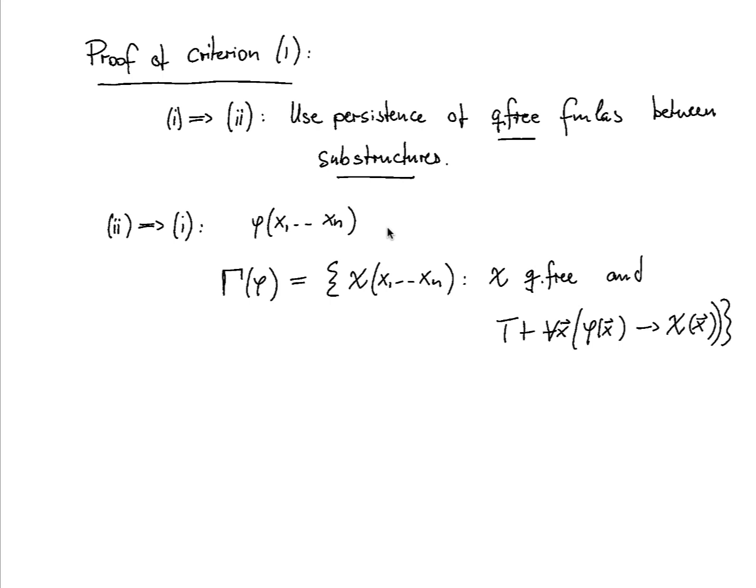Now we extend the language by adding constant symbols for each xn, so c1 up to cn. So those are new constants.